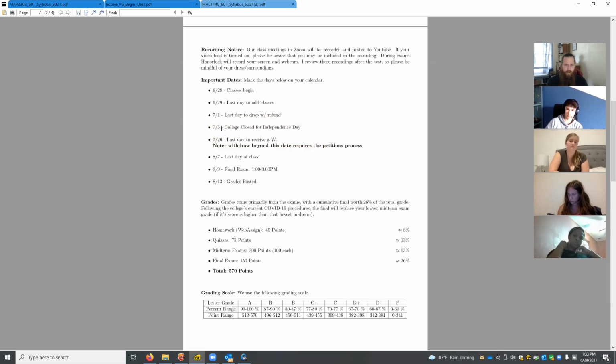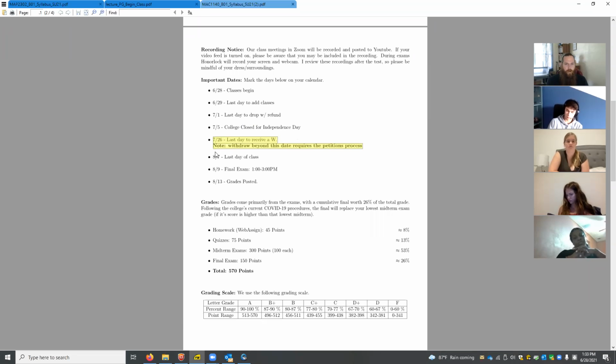Next Monday, July 5th, the college is closed to acknowledge Independence Day, which this year falls on a Sunday. That will not affect the homework due dates. By the way, you still have a homework due on Monday. Even though the college is closed and we won't be meeting, the homework set that would normally be due on that day is still due on that day.